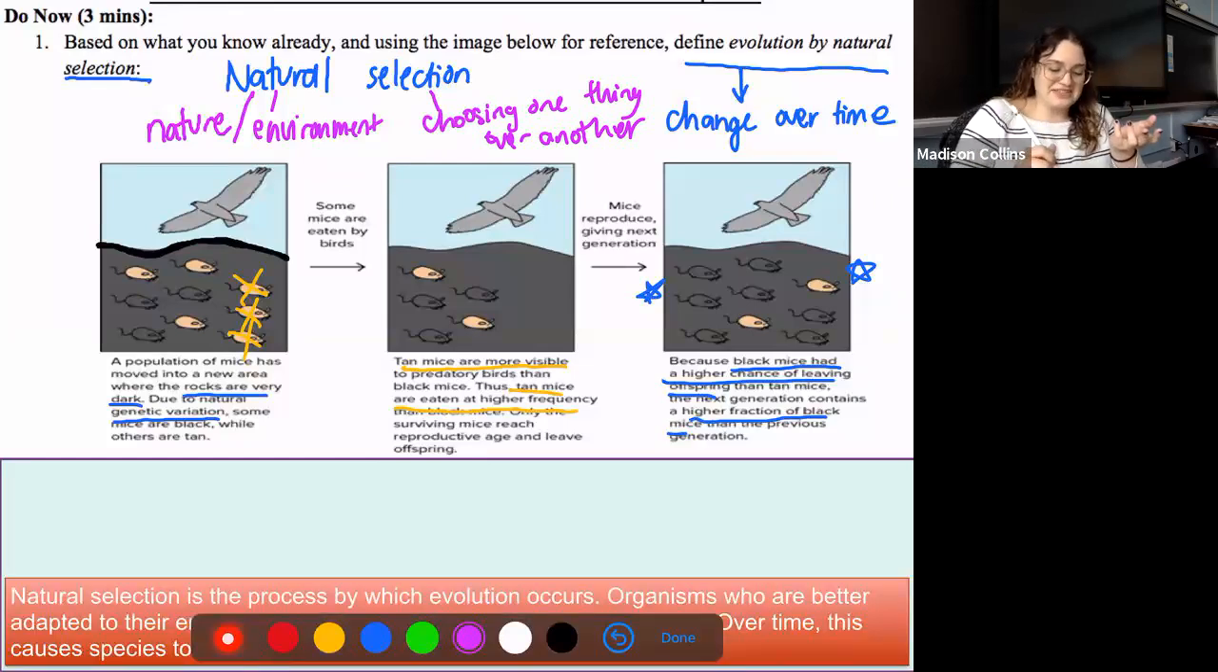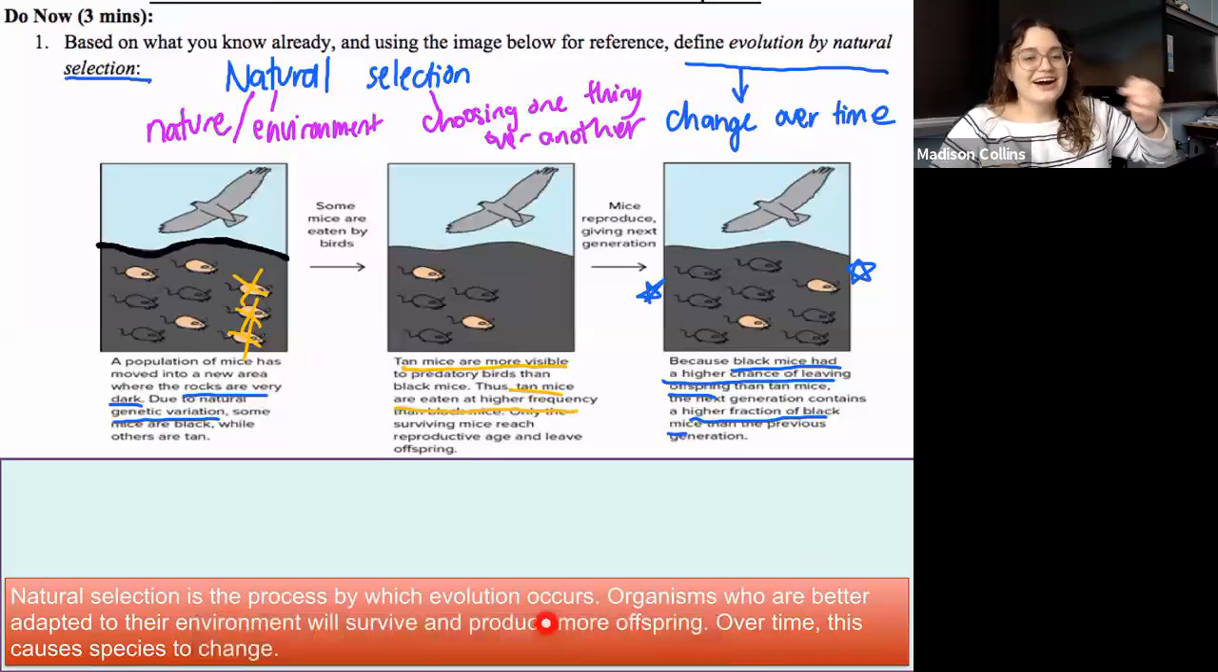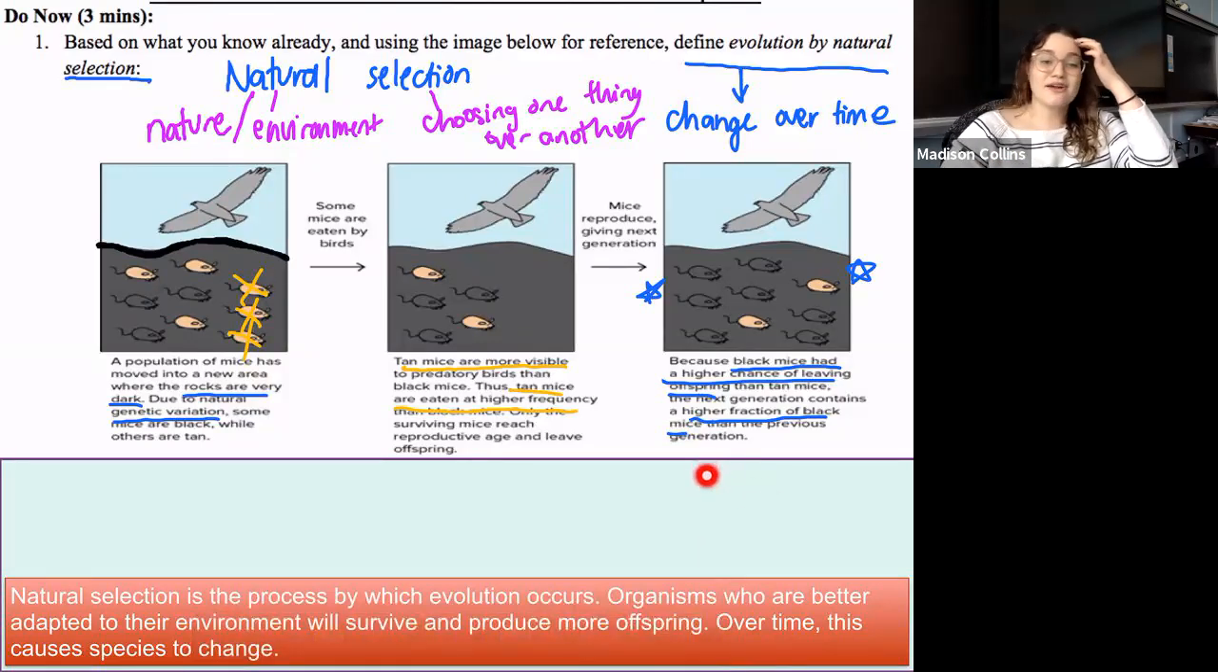So what do we need to know? Natural selection is actually the process by which evolution occurs. Organisms who are better adapted to their environment will survive and grow to produce more offspring. This means that they're going to pass on those traits that have served them well. So over time, this causes species to change, and species changing is literally the definition of evolution.